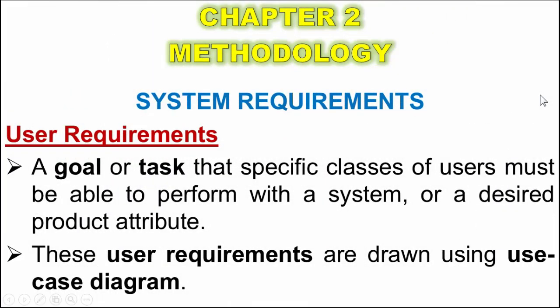The next subsection of system requirements is user requirements, a goal or task that specific classes of users must be able to perform with a system or a desired product attribute. These user requirements are drawn using use case diagram under Chapter 3.